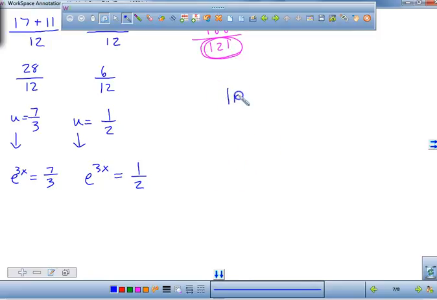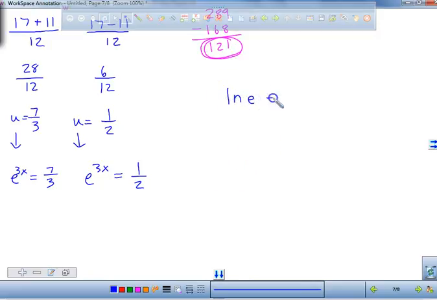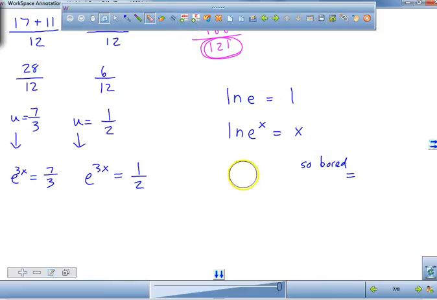Yesterday we talked about the natural log of e always equals the number 1. The natural log of e always equals the number 1. We also said the natural log of e to the power of x always equals x. If I say the natural log of e is I am so bored, the answer is I am so bored. Hopefully that's all. If it is, well, you'll laugh.